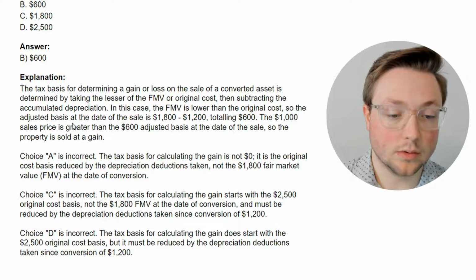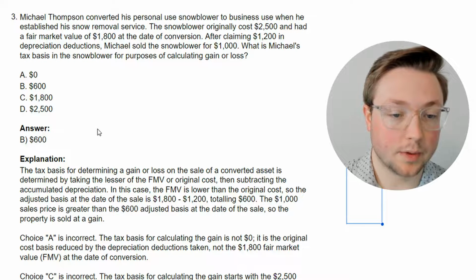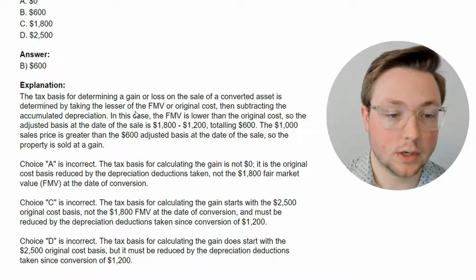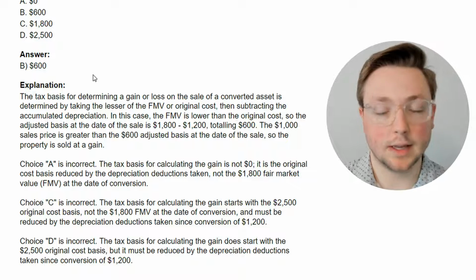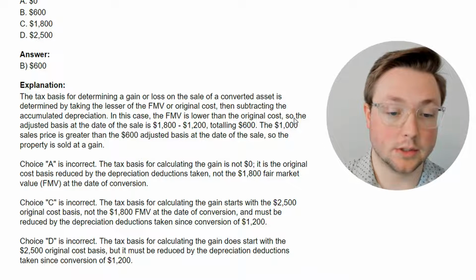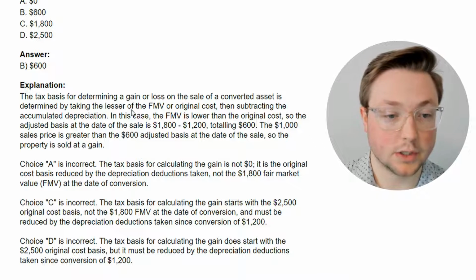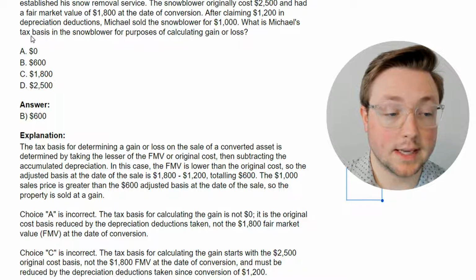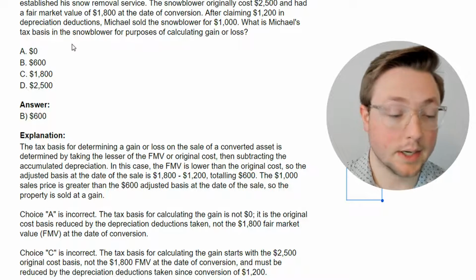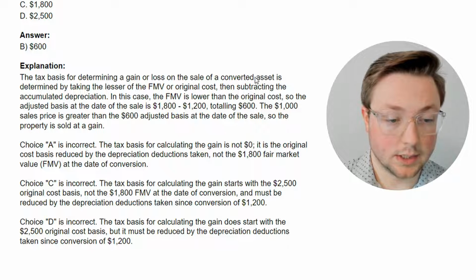All right. So it looks like the above one, they didn't gain anything from it, but this one it was a gain. So, a little bit of a different question, but it was asking the same question, what was the tax basis on the date of the sale? So let's take a look here.